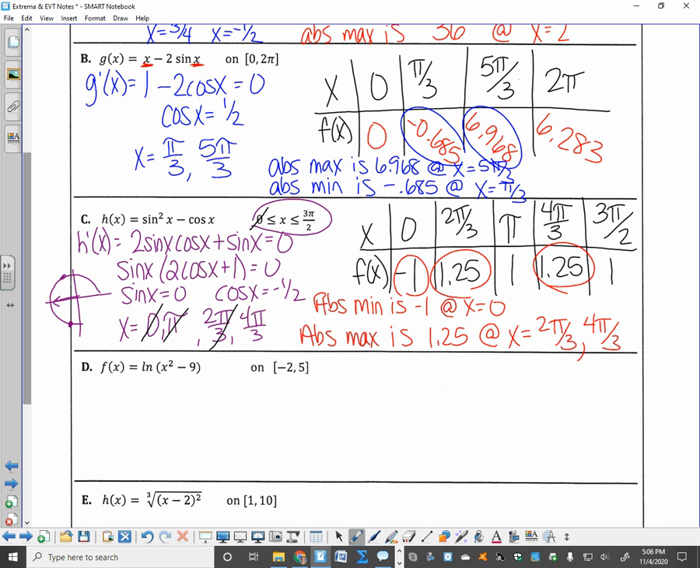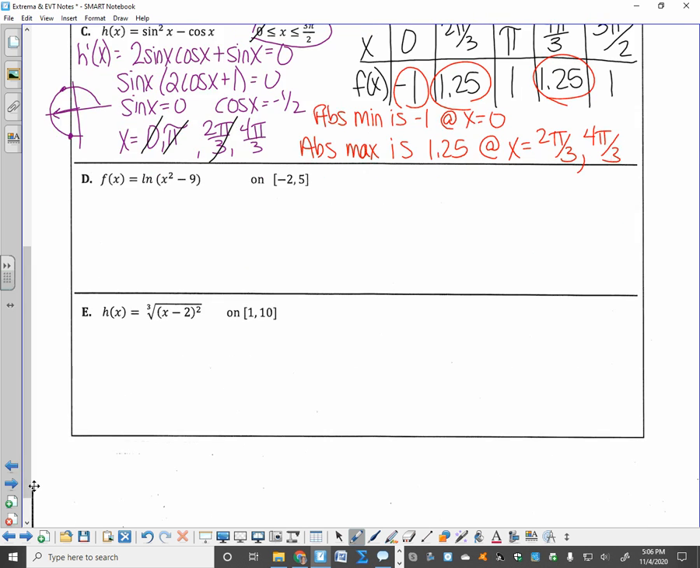Okay, part D. All right, ln. Okay, now hold on. ln has some issues. ln, logs. Logs look like that. So they have issues. They are not defined for all x's. You can't log a negative number. Okay, well, what's going to make me log a negative number? Let's see. Anything bigger than a 3?